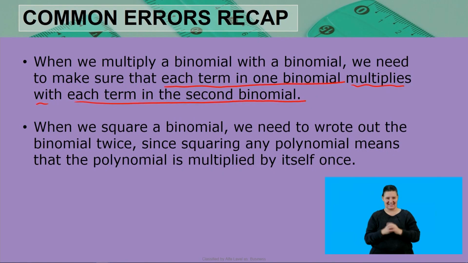Then we have the second point, which says there, when we square a binomial, we need to write out the binomial twice, since squaring any polynomial means that the polynomial is multiplied by itself once, right? So remember, when we have a binomial that is squared, or even a monomial, or even a polynomial. But this lesson was focusing on a binomial. So if we have a binomial that is squared, then we need to write it out twice. Because that's what squaring means. It means that the binomial will be multiplied by itself once.